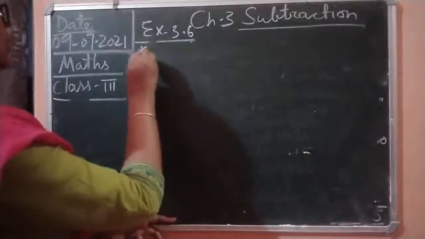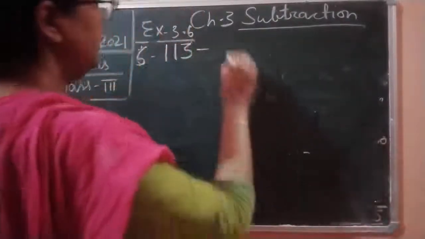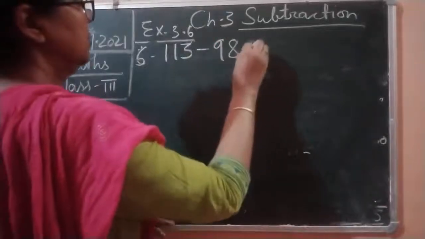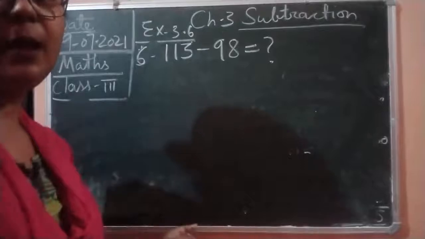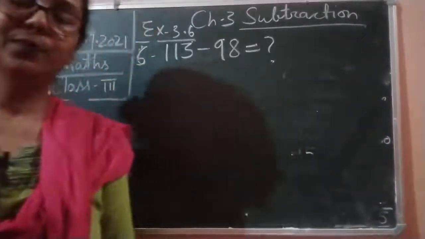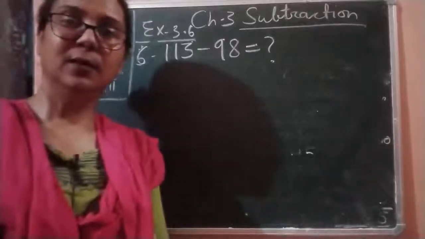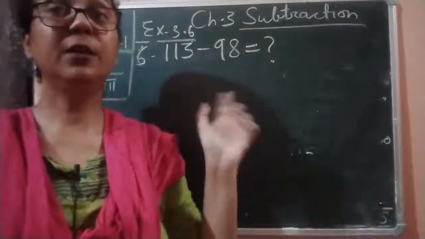Number 6 is 113 minus 98, children. So this is a much bigger number than the others. ये ज़्यादा बड़ा नंबर है, जो कि हमने पहले किया वो इतने बड़े नंबर नहीं थे. So let's start doing. Let's create one word problem on this. This is the bigger number, 113.